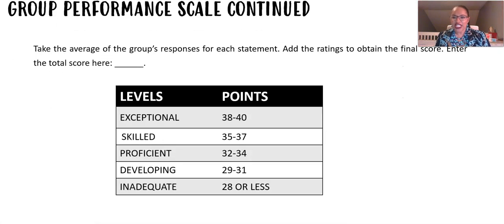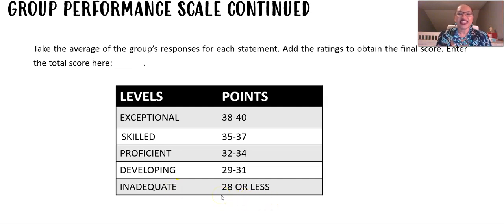All right, so then what happens is the reflector is going to add up. It says, take the average of the group's responses for each statement, add the ratings to obtain the final score, enter the total score here. So they get a total score, and they're rated as such. Exceptional is 38 to 40 points. Skilled is 35 to 37. Proficient, 32 to 34. Developing is 29 to 31. Inadequate is 28 or less.